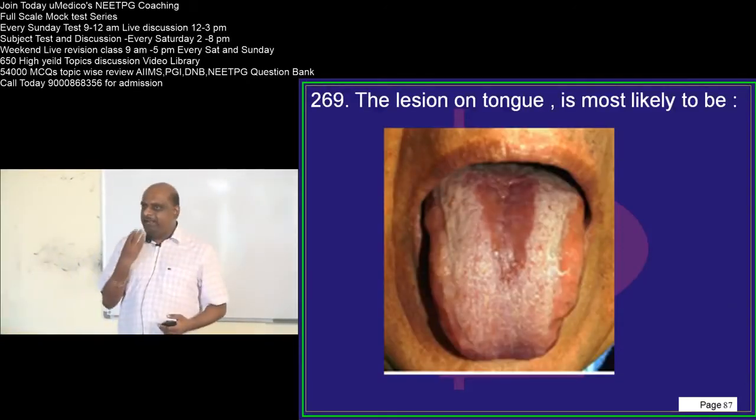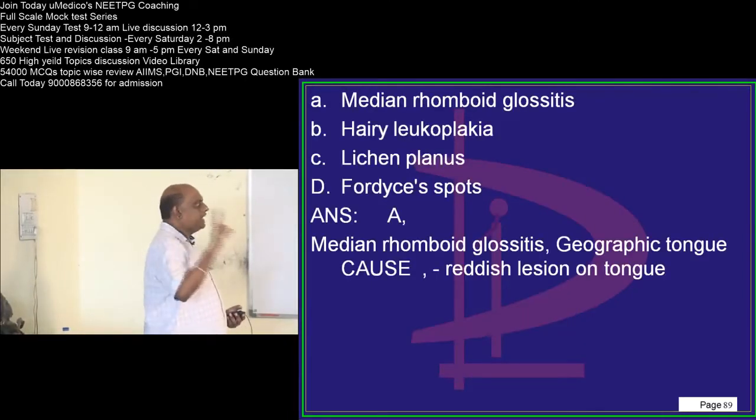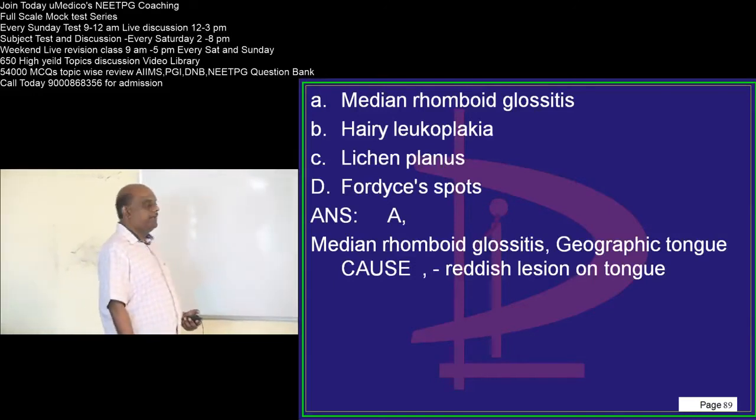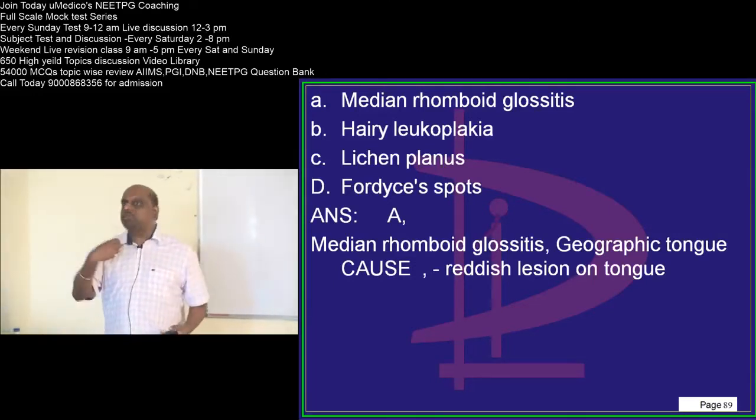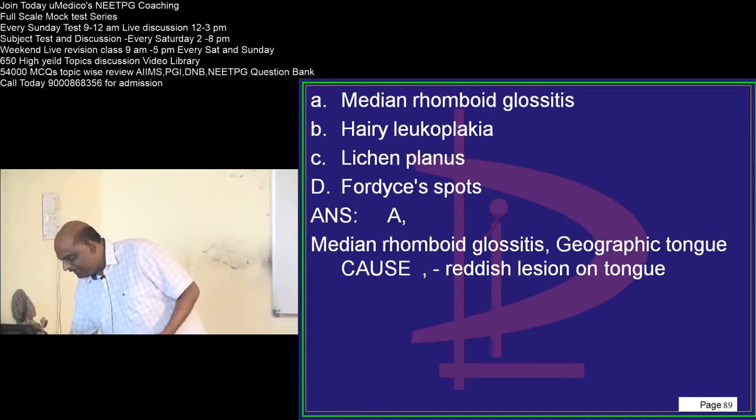What is this red beefy lesion on the tongue classically? There are two things that can cause it. One is geographic tongue, a reddish lesion, and median rhomboid glossitis also is typically a red lesion, is what you have to basically appreciate.